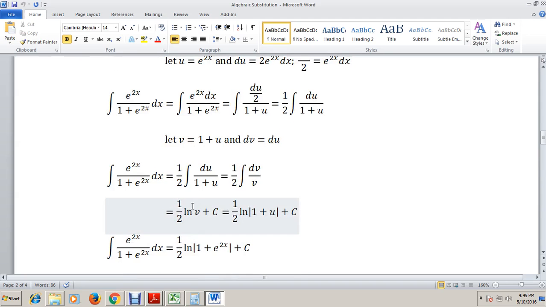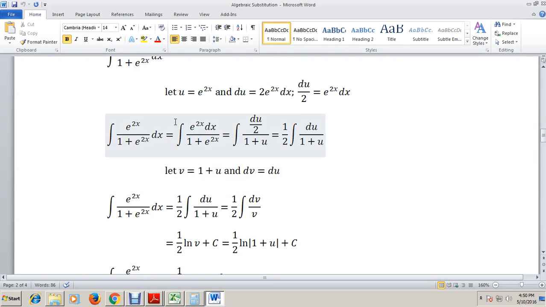Now, notice the integral of dv over v results in ln v. So you have 1 half ln v plus c. Making our replacement for v, that becomes 1 half ln of 1 plus u, and making our representation for u as e raised to 2x, this becomes 1 half ln of 1 plus e raised to 2x plus c. Notice that I have made use of the representation of let u and let v, meaning I have done this representation twice in the solution.